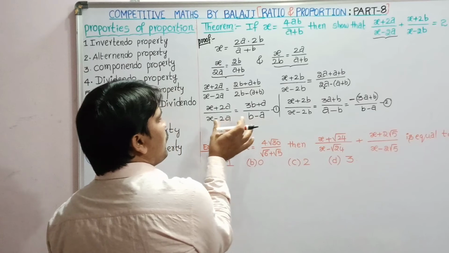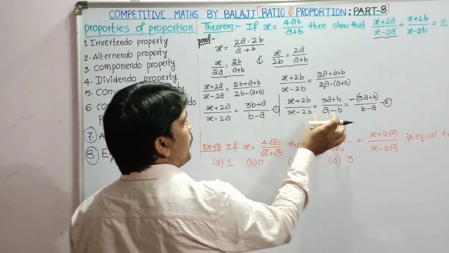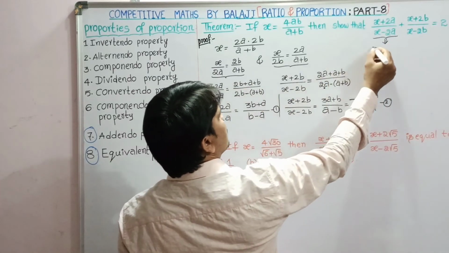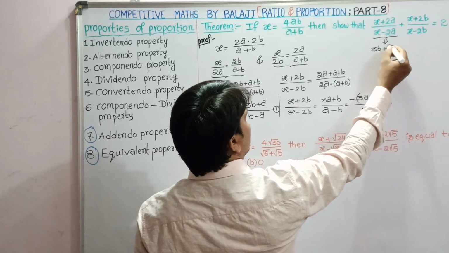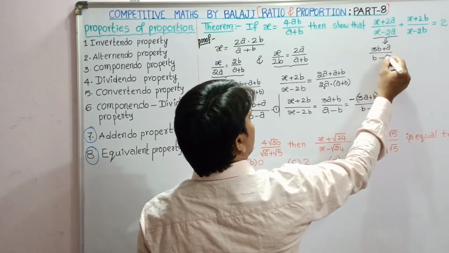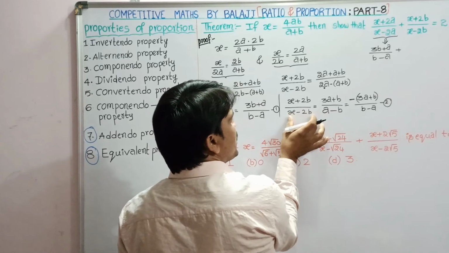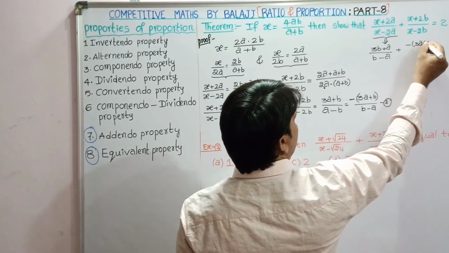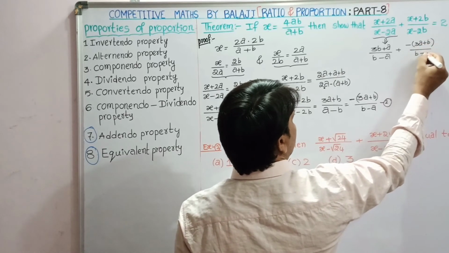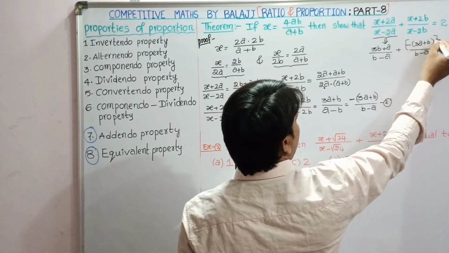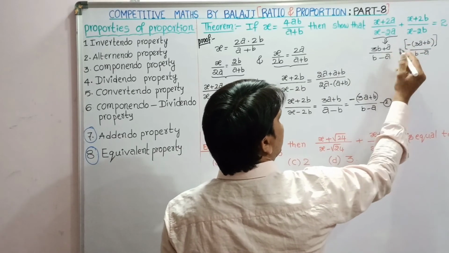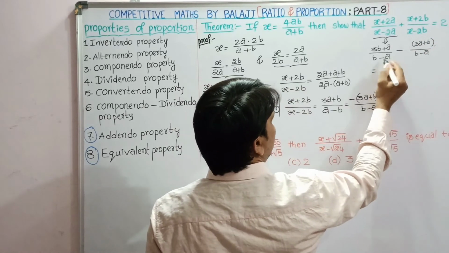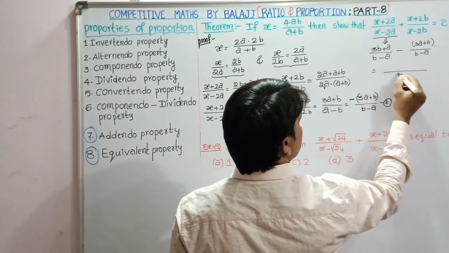Now substitute the value of x plus 2a by x minus 2a from 1 and 2. What is the value of x plus 2a by x minus 2a? That is 3b plus a by b minus a, plus the value of x plus 2b by x minus 2b, which is minus of 3a plus b by b minus a. But plus of minus gives finally minus. Right. The denominators are equal, so the LCM is b minus a.